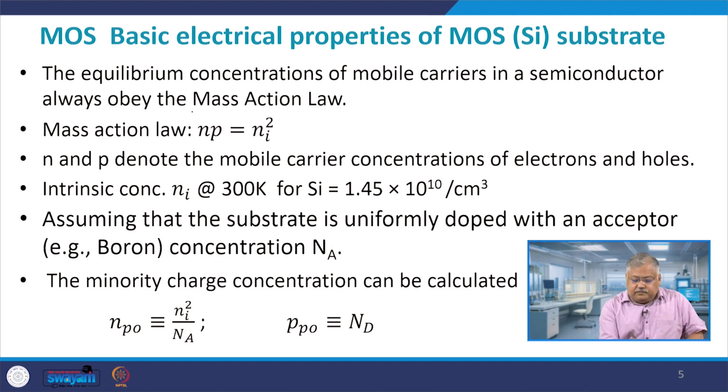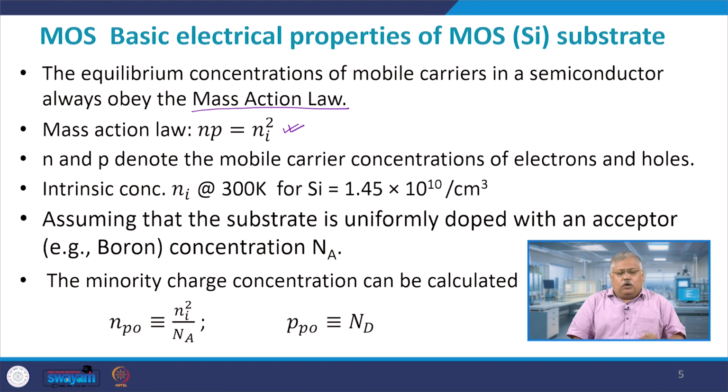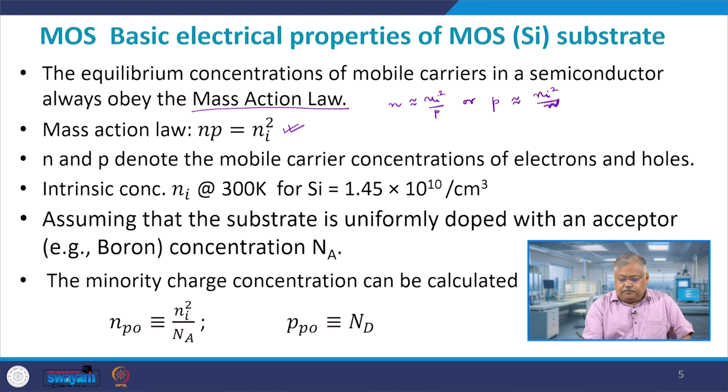which happens in any MOS device, and that is referred to as np equals ni square, which is written here. What it means is that the equilibrium concentration of the mobile charge carriers in the semiconductor will always follow the mass law action, which means that the product of the free electrons and holes will always be equal to the square of the intrinsic carrier concentration. So, n into p is equal to ni square, primarily meaning that n will be approximately equal to ni square by p, or p can be written approximately equal to ni square by n.